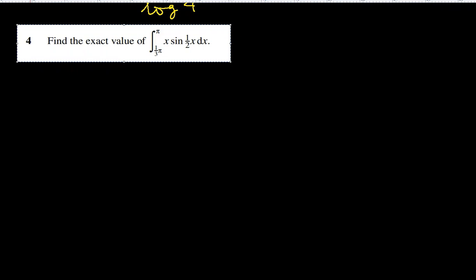Find the exact value of this definite integral. Here we can see that x and sine half x are multiplying, so we can use integration by parts. What do we have? We have an algebraic function here, and a trigonometric function here. That means this will be u, and this will be v prime.